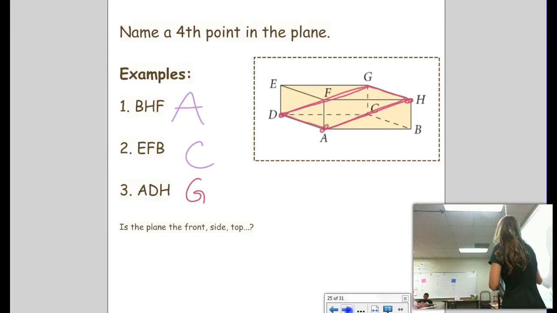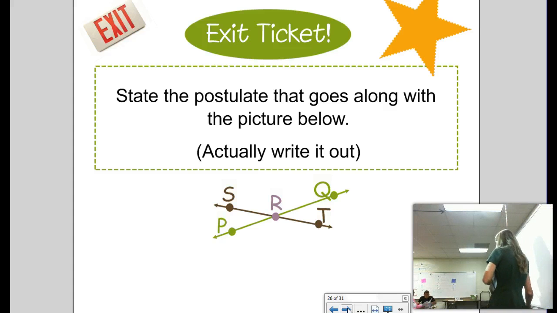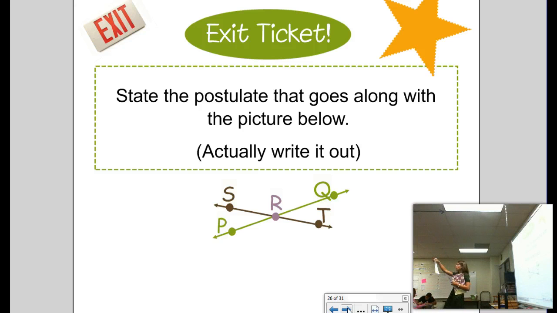All right, are we almost done? Exit ticket. Whew, we made it to the end. State the postulate that goes along with the picture below. Actually write it out. That's on your warm-up sheet. That's on this one where it says exit ticket, where you wrote what you're going to do in 10 years. And then I am done teaching you the lesson.